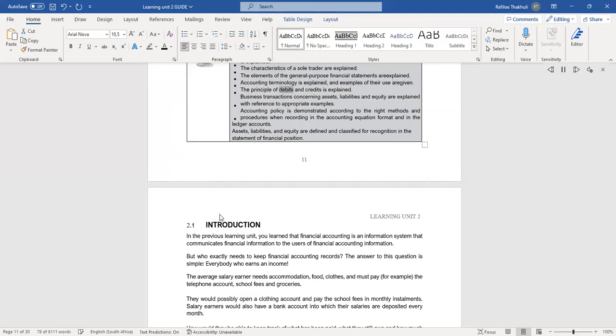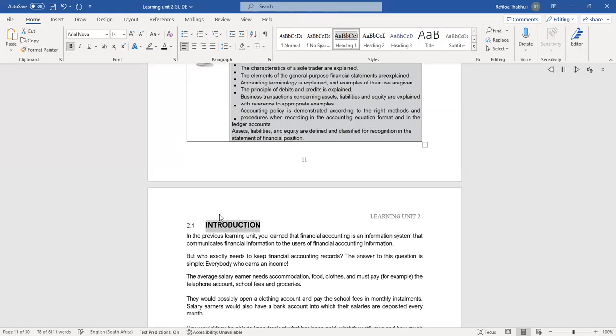The principle of debits and credits is explained. Business transactions concerning assets, liabilities, and equity are explained with reference to appropriate examples. Accounting policy is demonstrated according to the right methods and procedures when recording in the accounting equation format and in the ledger accounts. Assets, liabilities, and equity are defined and classified for recognition in the Statement of Financial Position.